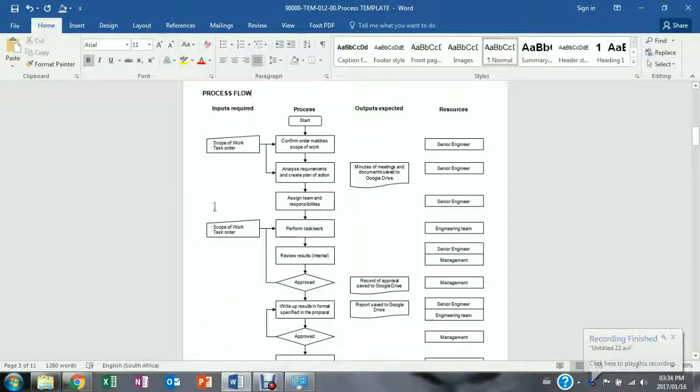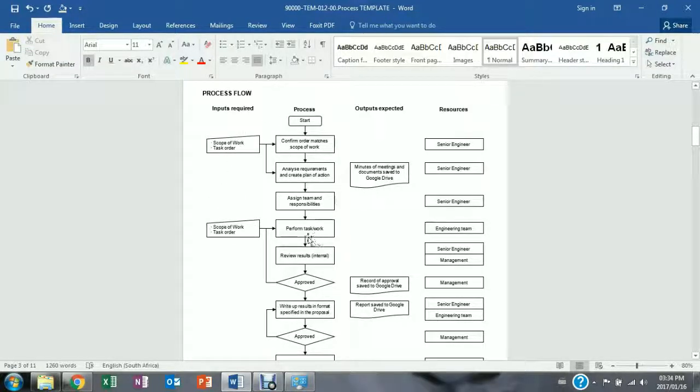So the process flow section is quite self-explanatory. It's where you're going to input the information for your process flow. So the first section, or subsection, is the inputs required. So as shown here, that would be, for example, task order from a client.